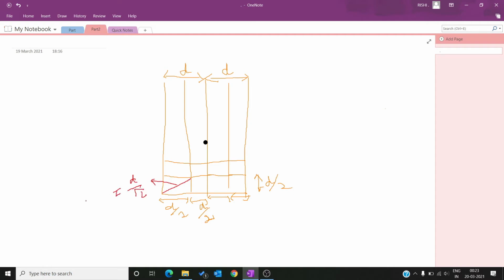which is around 0.7d. So if two points lie on the diagonal, the distance will be less than d. But we have already searched using our algorithm, and we have found the smallest distance to be d on the left hand side. So this is a contradiction. Therefore only one point can lie inside this box.